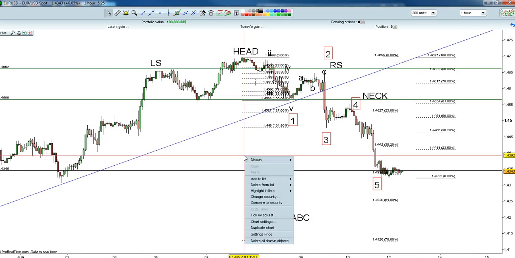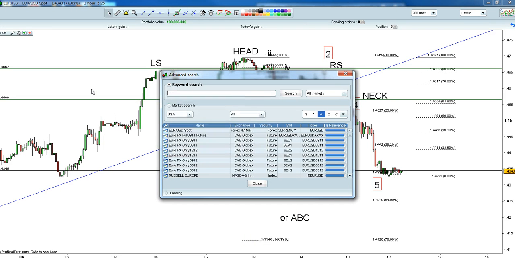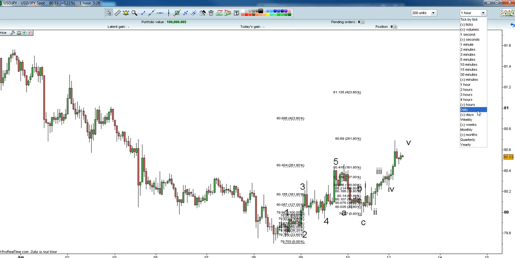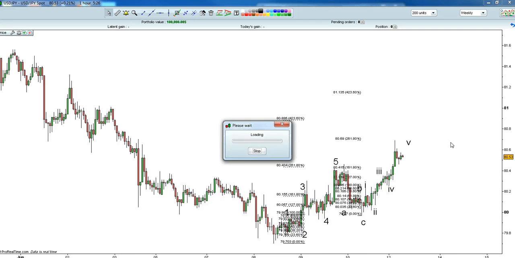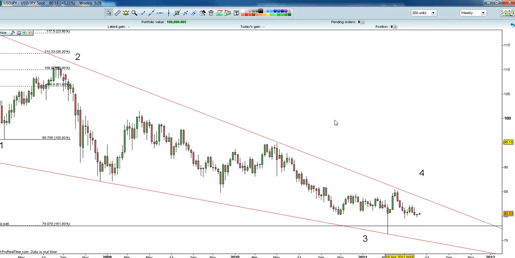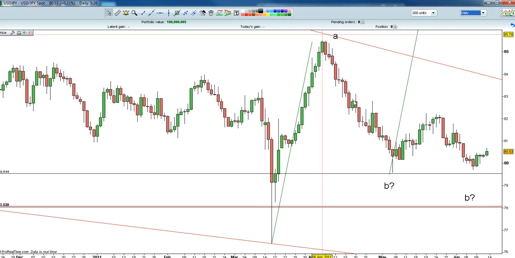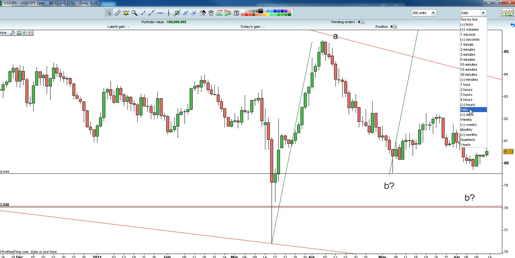Let's just quickly have a look at another pair. Dollar Yen, I think we've just got a bounce here. Weekly, large wedge formation. This is third. I think this is A, this is B, and then we're going to move up into C. Dailies, again, not that aggressive. Wasn't sure whether this was completed in B or whether we're going to break the low, but I think we have completed B now.